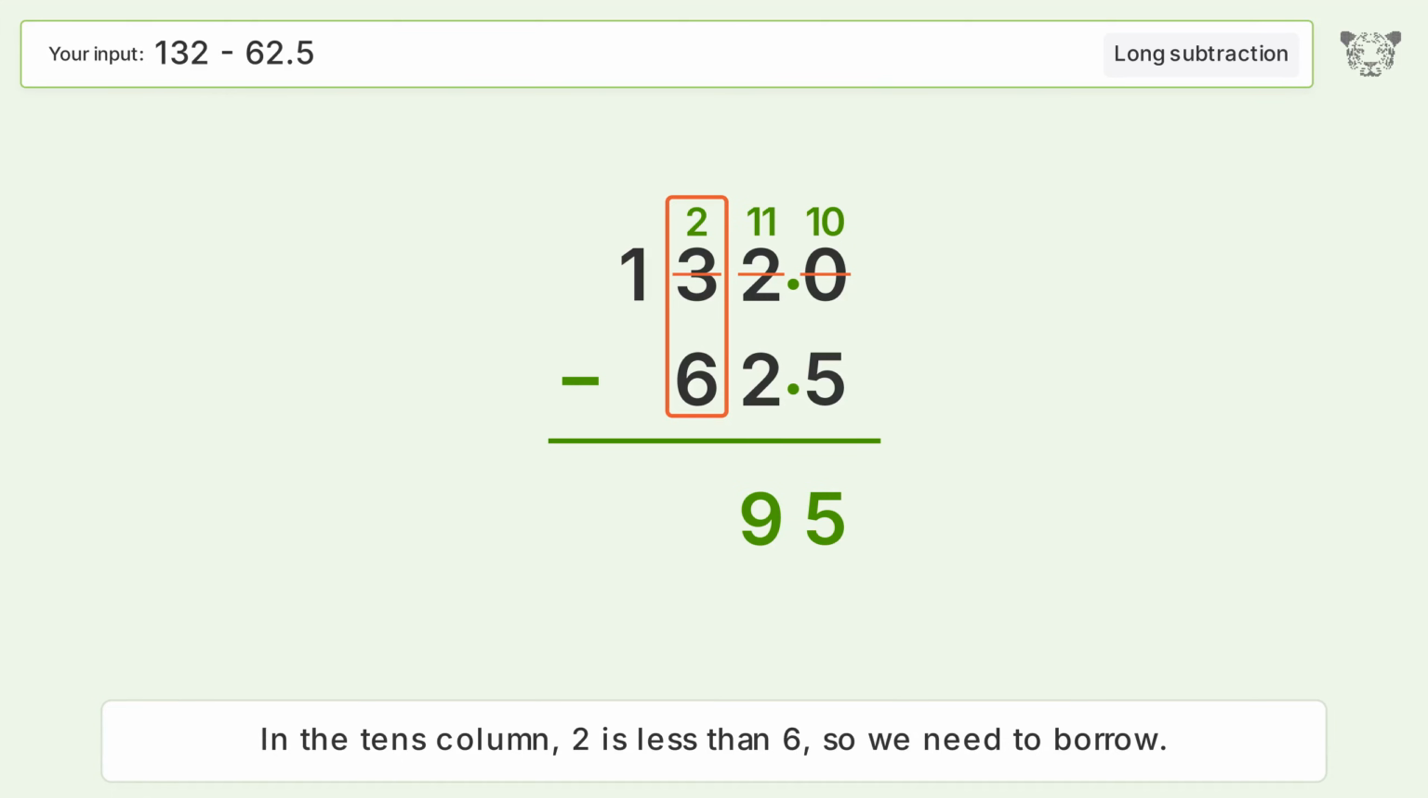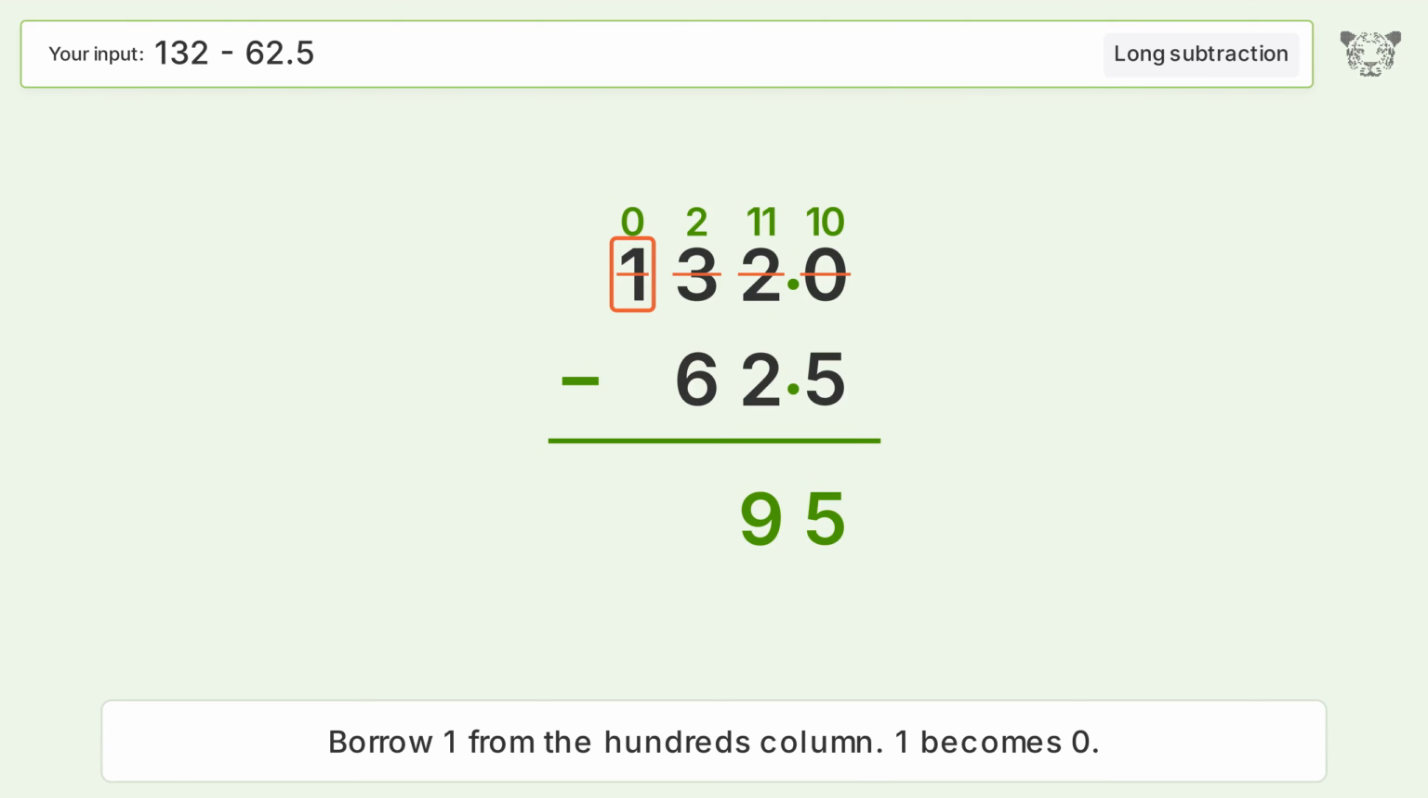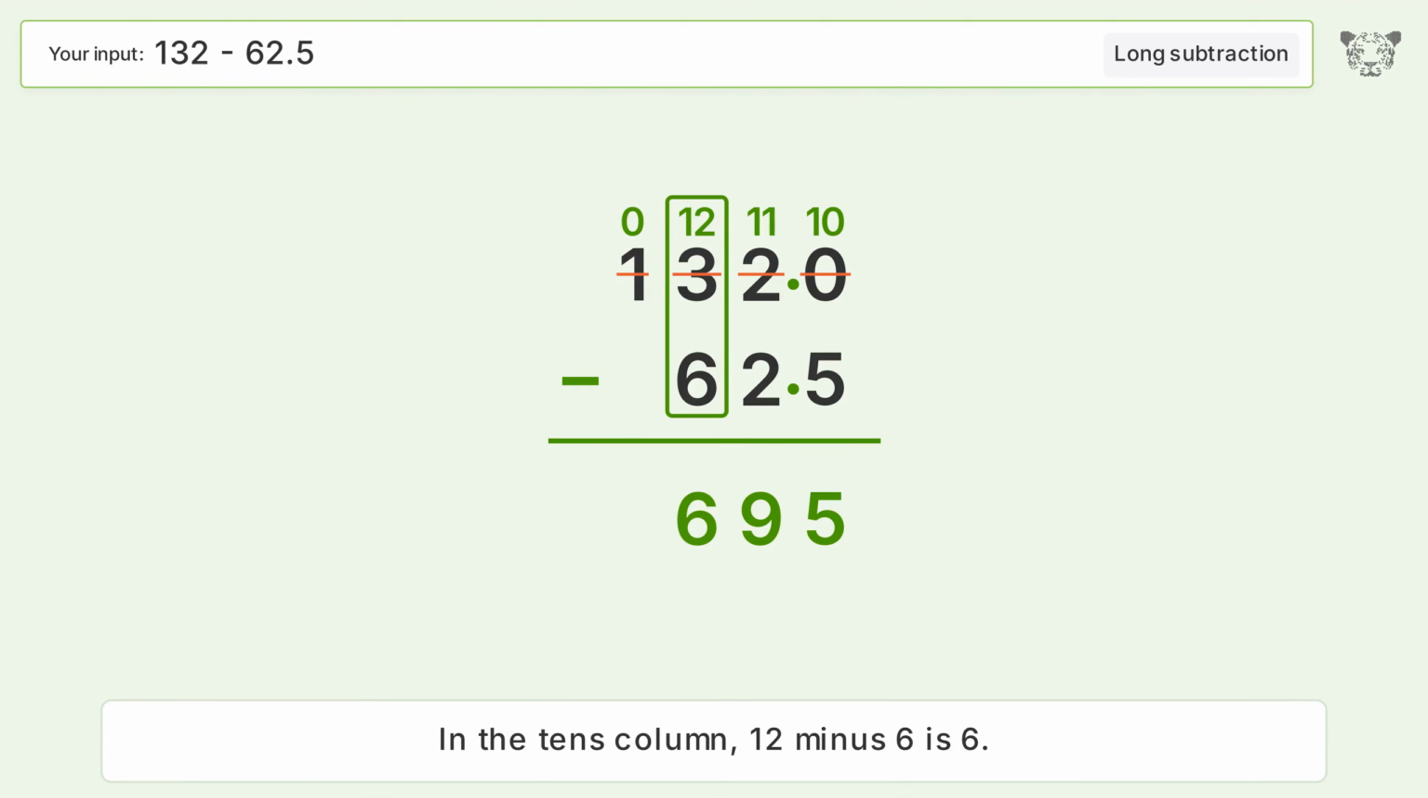In the tens column, 2 is less than 6, so we need to borrow. Borrow 1 from the hundreds column. 1 becomes 0. The 2 in the tens column becomes 12. In the tens column, 12 minus 6 is 6.